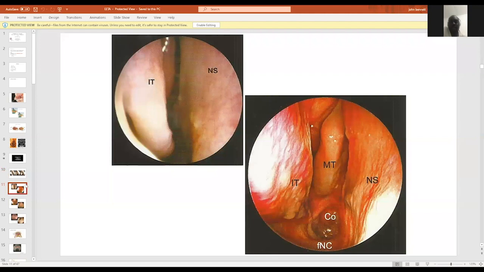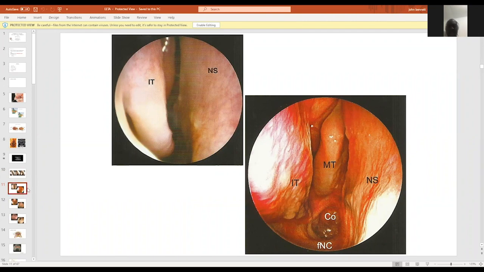So once you introduce your endoscope, you have this view that we see on the left. The view is the nasal septum and inferior turbinate. So this is the right nostril. You have medially the nasal septum and laterally the inferior turbinate. And you move your endoscope along the floor, you will find the picture on the right. When you go along with your endoscope, you will find the posterior choana that you see here, and then upward, you find the middle turbinate.